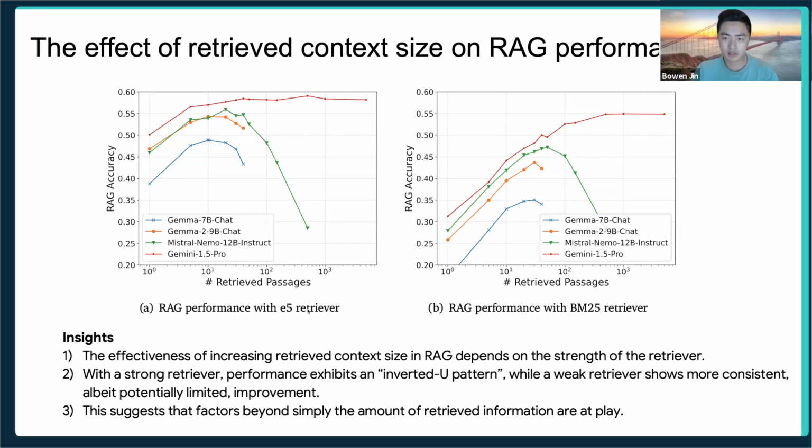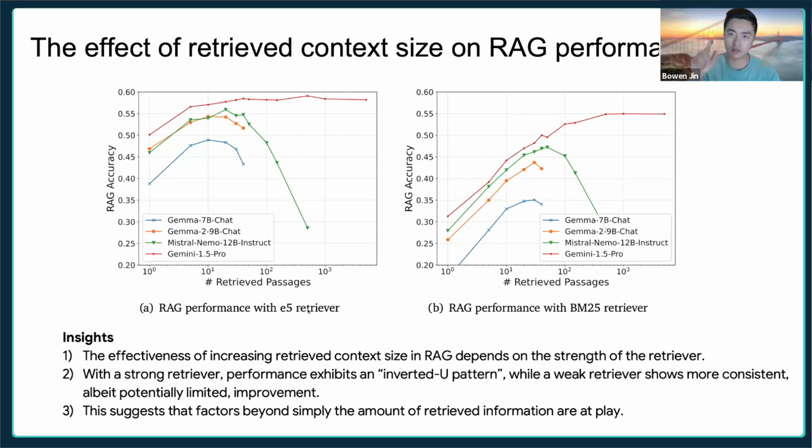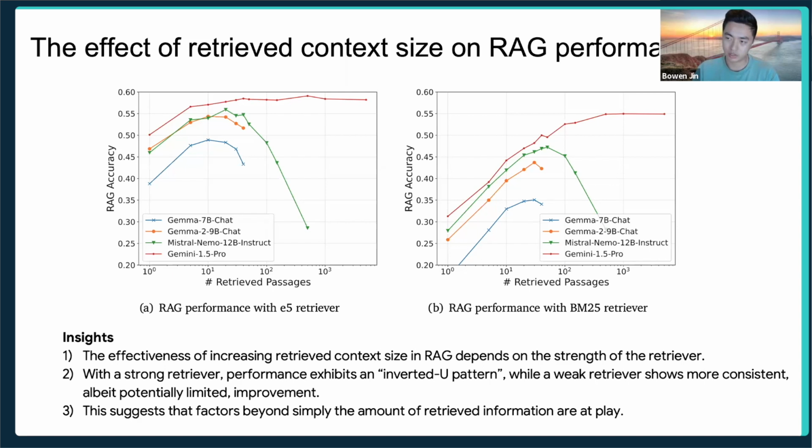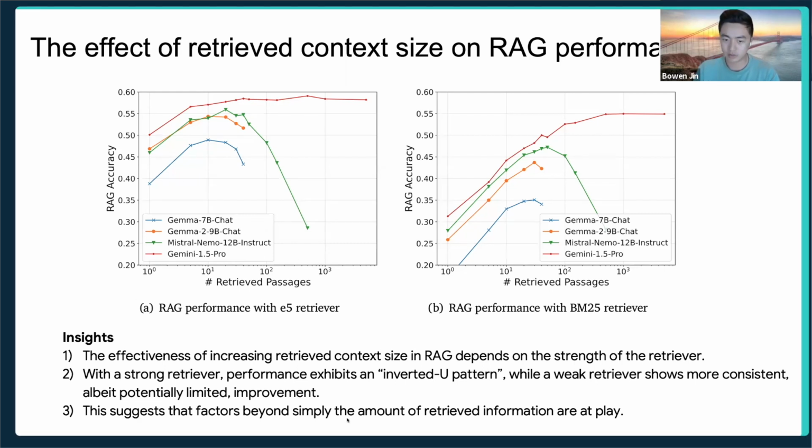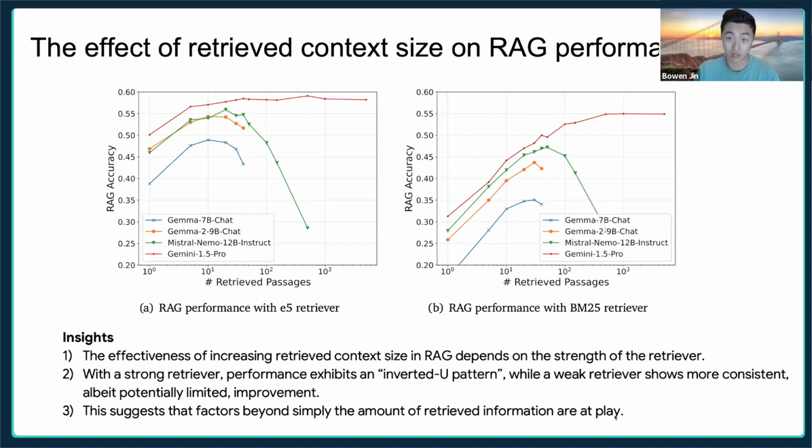Since this increase-then-decrease curve is counterintuitive, it's not aligned with our preliminary thinking that increasing the number of retrieved documents will give higher recall and more potentially relevant documents. It's not aligned with this. So this suggests that some other factors beyond simply the amount of retrieved information or relevant information are at play.